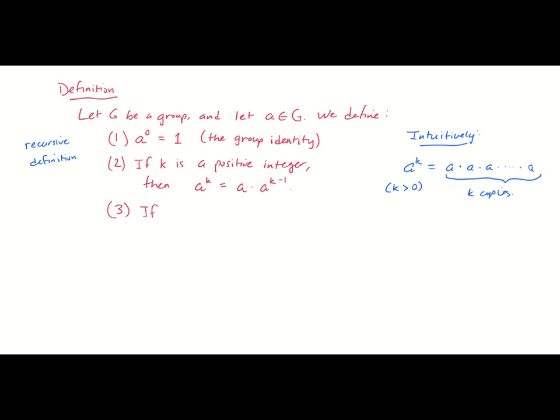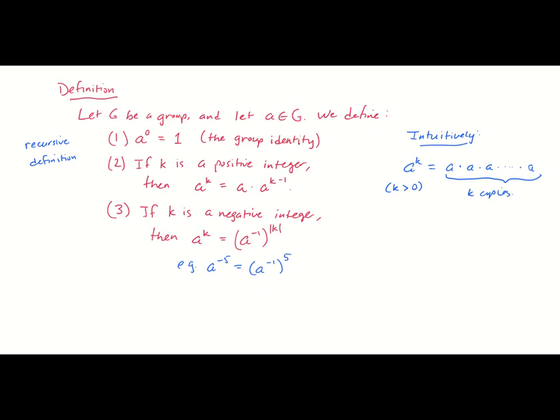So if K is a negative integer, then I define A to the K, which remember that's a negative power, to equal A inverse to the absolute value of K power. Meaning, for example, if I wish to define A to the negative 5th, then I take the inverse of A and raise that to the 5th power. And that's defined by part 2. I've already defined what positive exponents mean for any group element. And A inverse is a perfectly good group element.